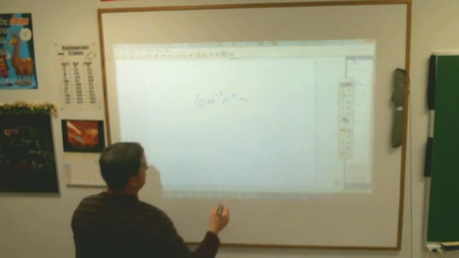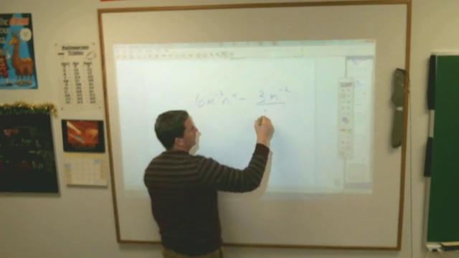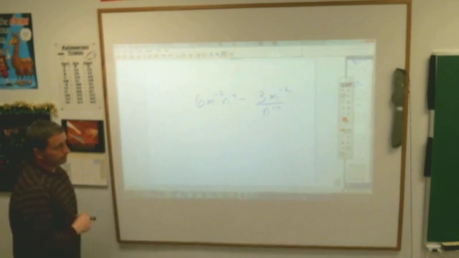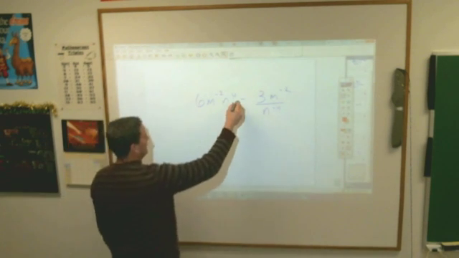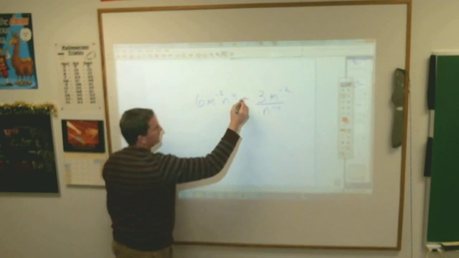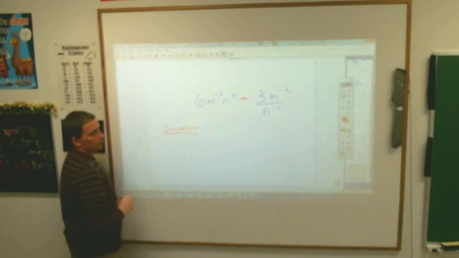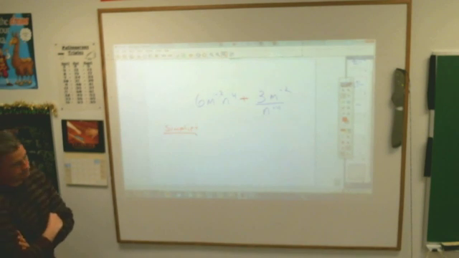3m to the negative 2 over n to the negative 4, plus something. Here is what takes a little bit of brain power. If you look at this in the direction to simplify, right now, what would you have to do? The only way to simplify that is if you could actually add them together. How do I know if I can add them together?